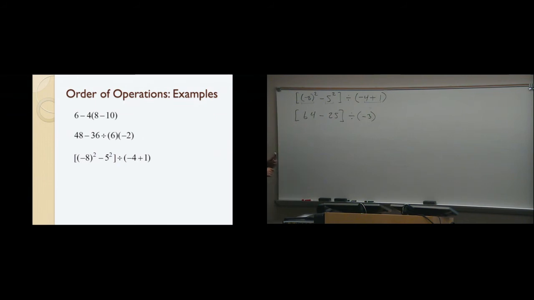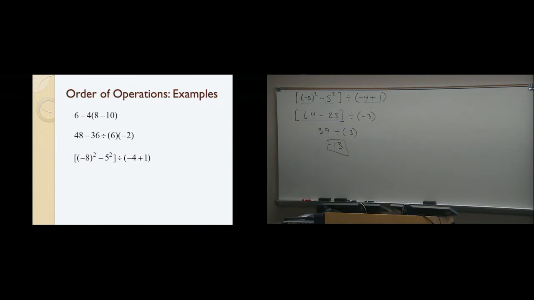In this bracket, I still have an operation to perform. I need to perform that subtraction. So 64 minus 25 is going to give me what? 39. So we have 39 divided by, and that's -3. Now we only have one more operation to perform, which is division. So we just go ahead and do that. 39 divided by -3 gives me what? -13.